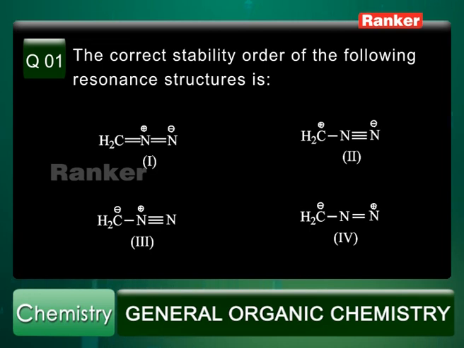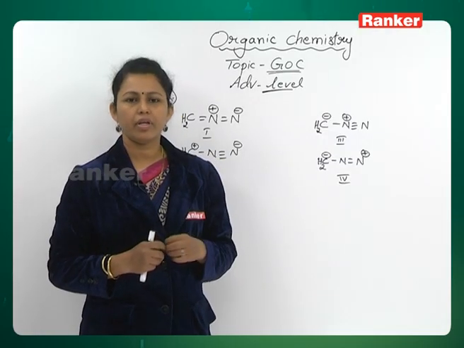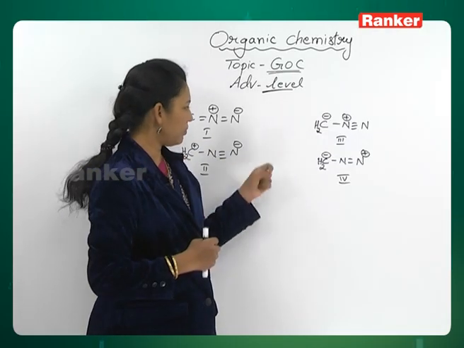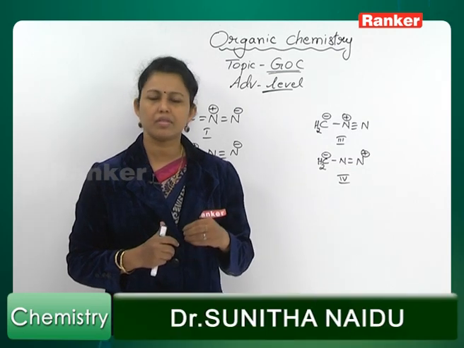The first compound is given in this way, the second compound is given like this, the third compound is given like this, and the fourth compound is given. Which will be the more stable resonance structure? That is the question given.